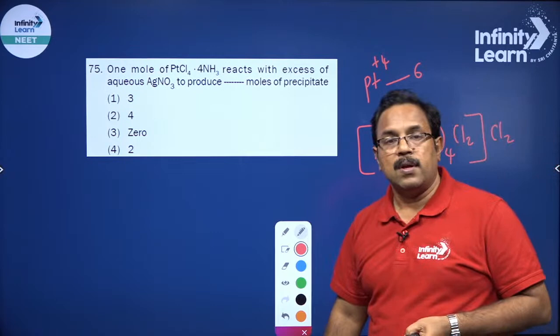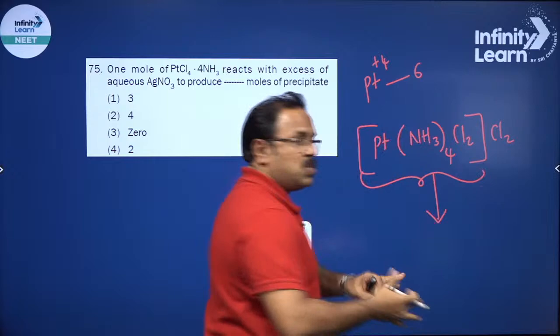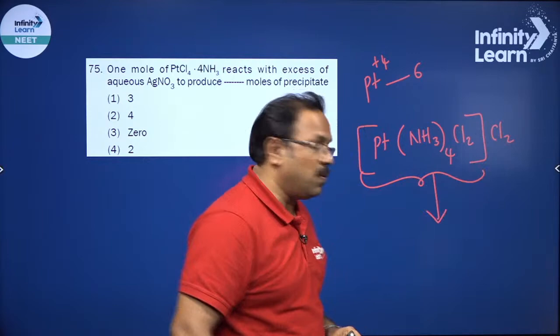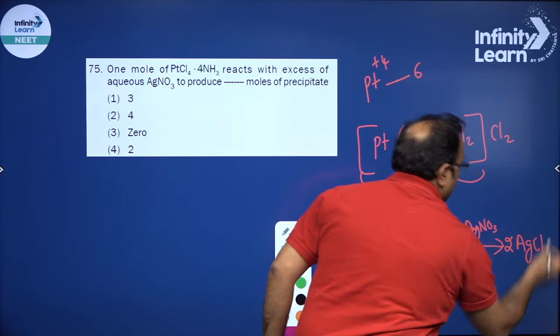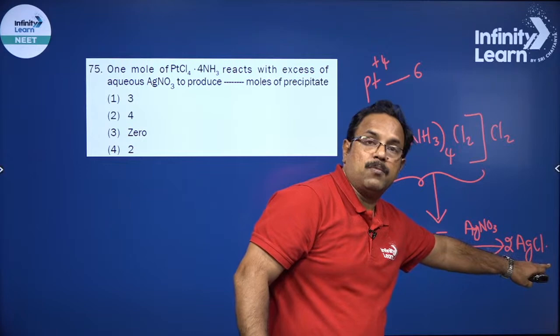Now, whenever you dissociate any complex, the coordination sphere is the one which does not dissociate to give ions, whereas counter ions are known to give ions. So you will get two free Cl minus in this case. And if you treat with AgNO3, you will definitely get 2 moles of AgCl. Sometimes they ask you in terms of weight also. 108 grams and this 35.5 grams, based on weight also this question can be given. Of course, in this particular case, it is given in the form of moles.